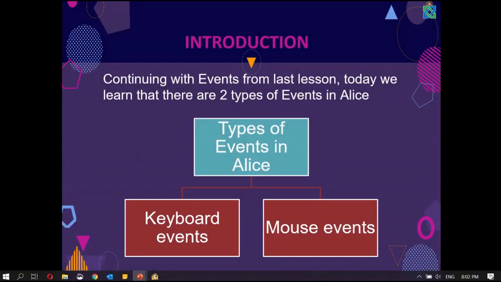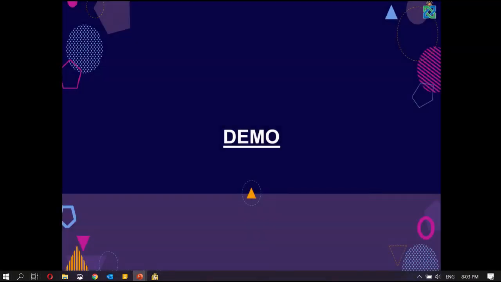All right. So, continuing with what we've done before, today we learned that in Alice events are of two types. So that means for the user to interact with Alice program, there is two kinds of events. What are these? One is the keyboard events and one is the mouse events. As you will soon see, there are ways for the user to interact with Alice either through the keyboard or through the mouse. So let's go through today's tutorial demo and then I will explain to you what is the task for the day.